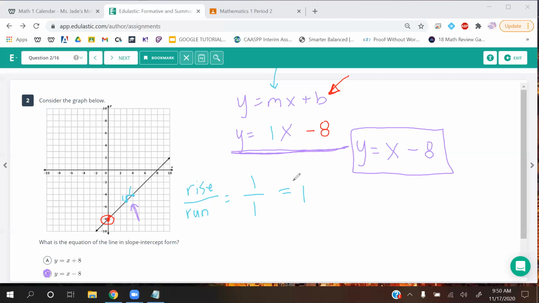So rise is the up down. Run is the left right. And since we went up 1, that's a rise of 1. And we went right 1, that is a run of 1. Okay. Any more questions?